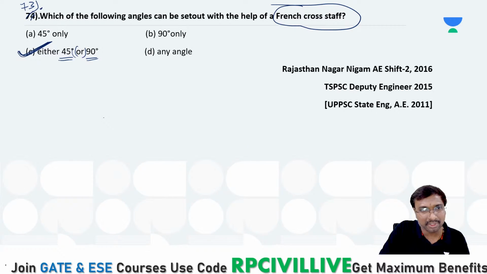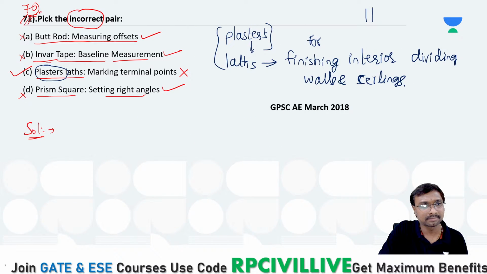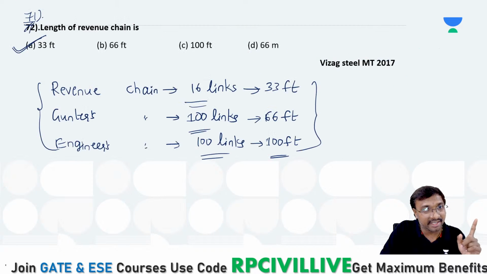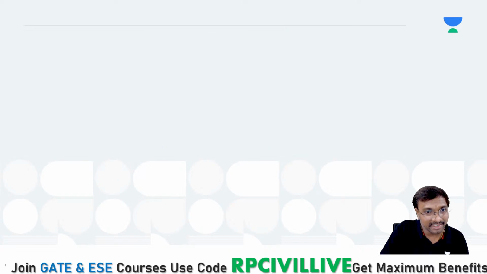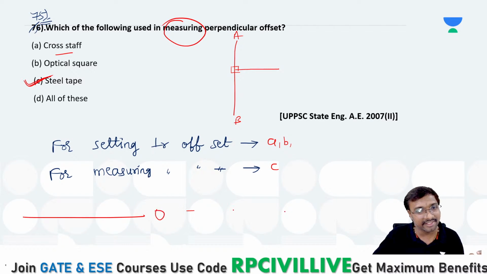Is that question clear, everyone? So it is setting out right angles, right? Setting out right angles, you have to be careful. It is not measuring, right? It is setting out right angles. It is not for measuring. Measuring is different and setting is different. Yes? Is that clear, everyone? It's a trap. Many of you have fallen in this trap, obviously.